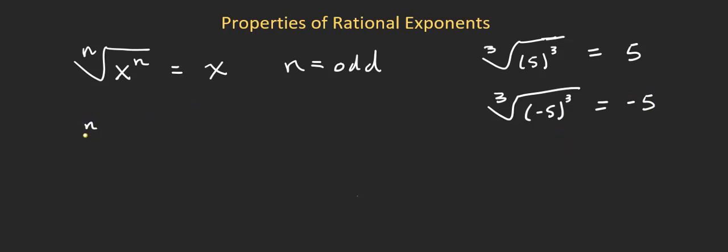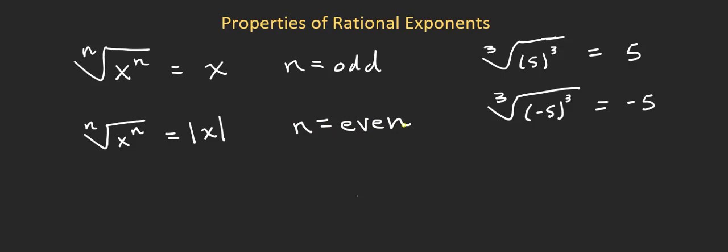Now, the nth root of x to the n power will be the absolute value of x if n is now even. Let's say you have the fourth root of quantity 2 to the fourth power. What is that? That's going to be the absolute value of 2, which is 2.